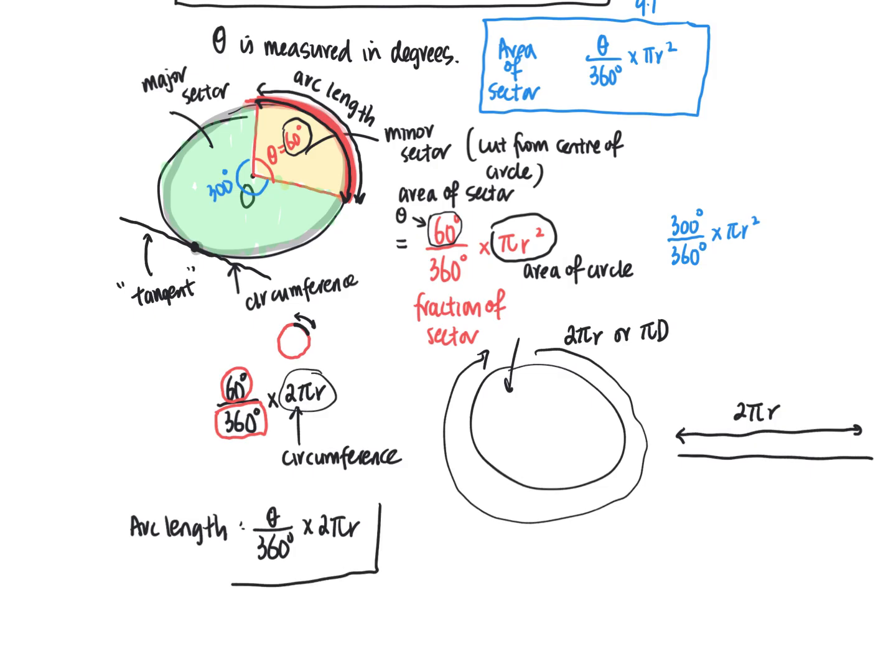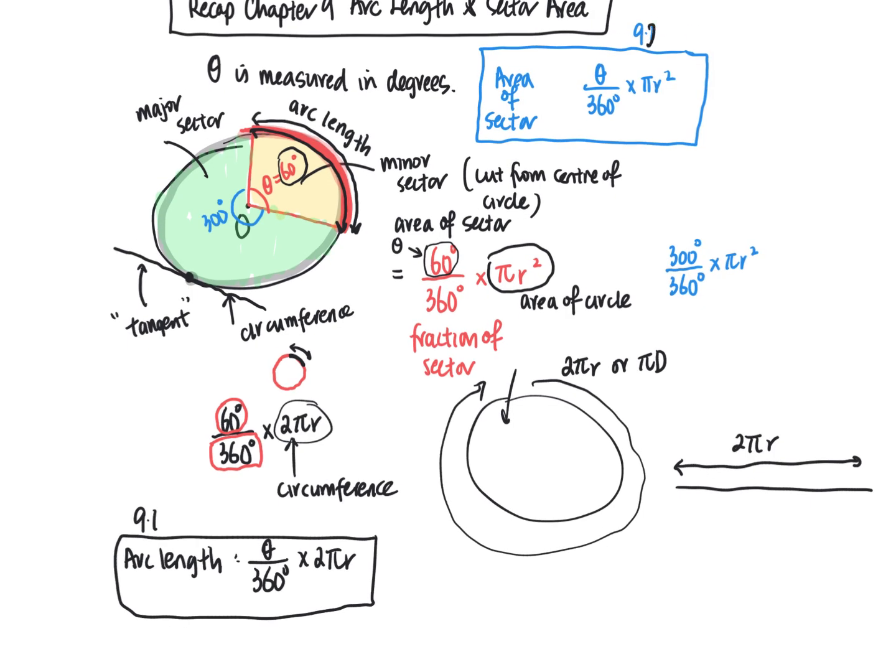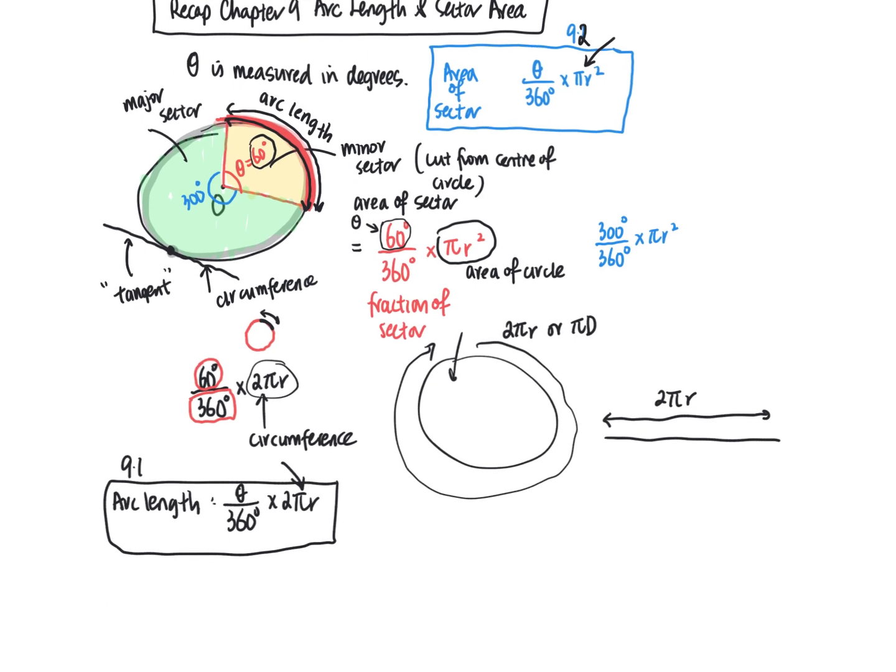So this is the second formula that we have learned last year. This is 9.2, this is 9.1. Okay? So if they want length, use the 2 pi r formula. If they want area, use the pi r square formula. Okay? It's just circumference or circle only. Okay, so these are the two formula.